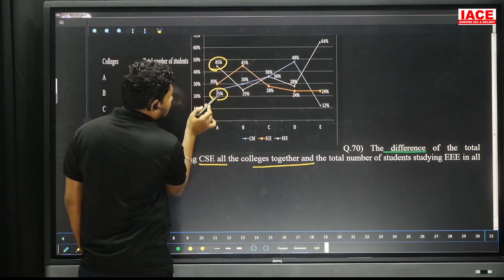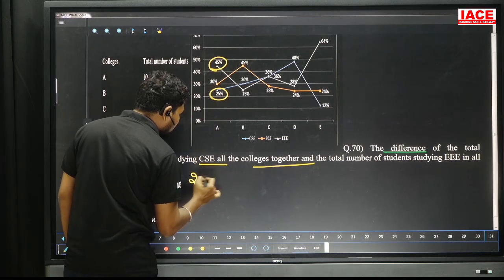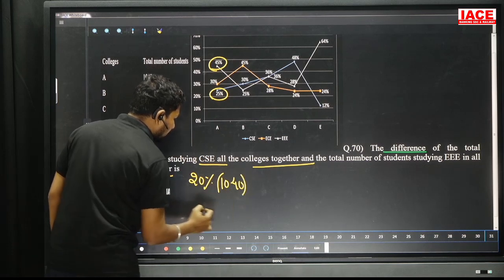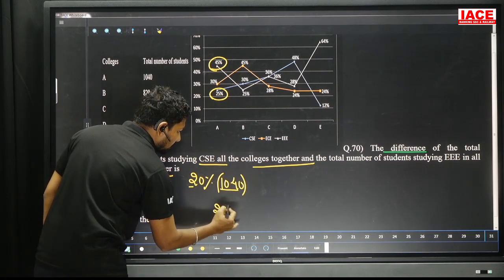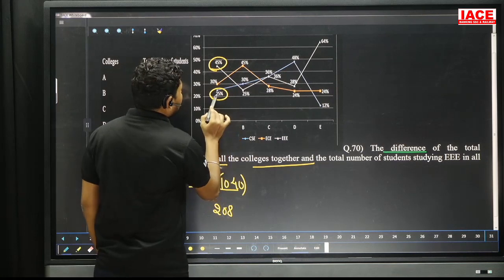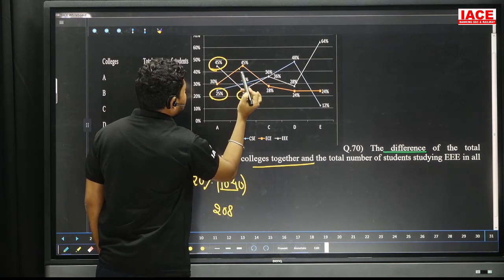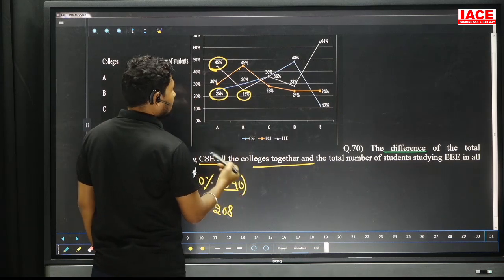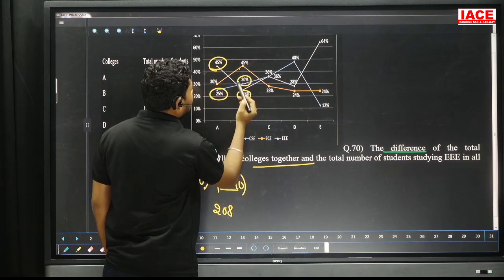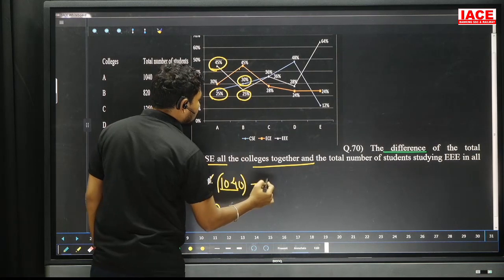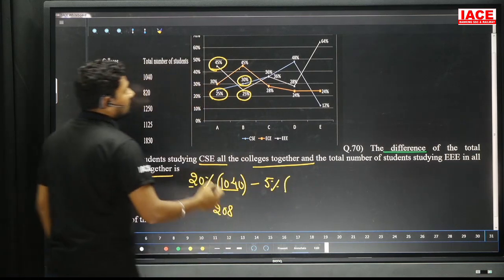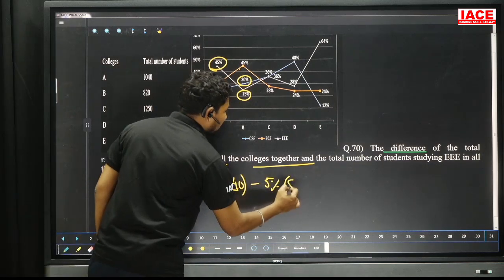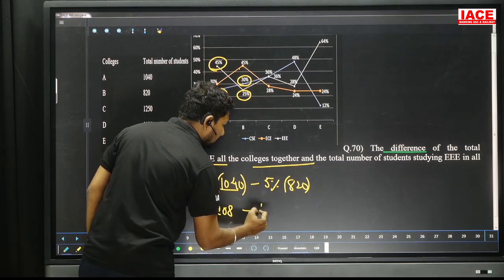What I am doing? Here the 45% minus 25%, I am removing. I am getting a positive number, 20%. 20% of 1040, we can write directly. So 104 value is 208. Okay, and next here 25% to 30% difference. CSE is 30%. 25% to 30% difference is 5%, minus 5 because here the 25 is the lowest. Minus 5% of B college 820 is equal to minus 41.